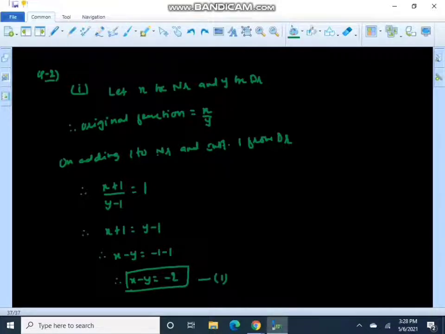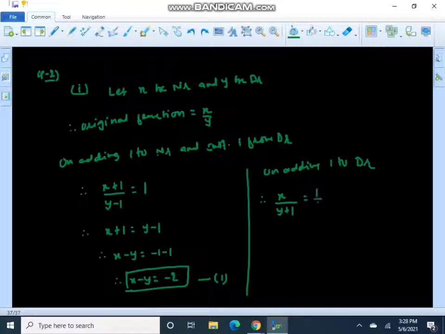Further, दूसरा statement read करेंगे. It becomes 1 by 2 if we only add 1 to denominator. So on adding 1 to denominator, x upon y plus 1, न्यूमरेटर में कुछ नहीं करना है, the fraction becomes 1 by 2 ऐसा दे दिया है. क्रॉस मल्टीप्लाई कर दो. 2x is equal to y plus 1, therefore 2x minus y is equal to 1. This is equation number 2, solving 1 and 2. Okay.